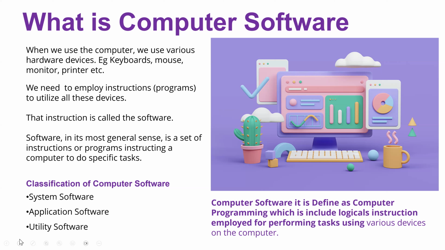So when you want to classify the software, you classify them into three: system software, application software and utility software. Even though some utility software are considered under system software, I'm going to tell you the reason why. Computer software is defined as computer programming. Programming is simple instructions, which includes logical instructions employed for performing tasks using various devices on the computer.